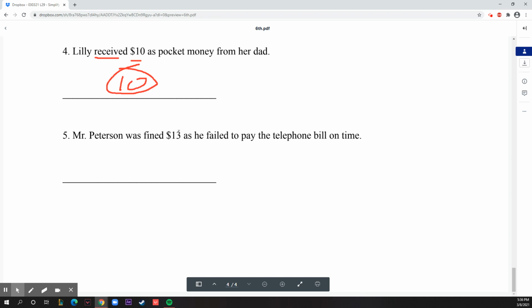Mr. Peterson was fined $13 as he failed to pay the telephone bill on time. Okay, fined. So it's 13, obviously. Fined $13 means that Mr. Peterson has to pay $13, which means he's losing $13, which means it's a negative sign. So this can be represented as a negative 13.